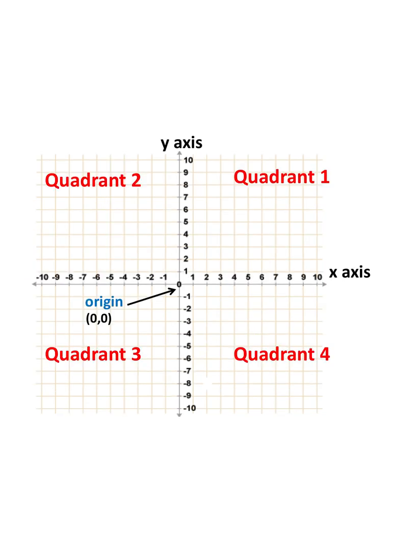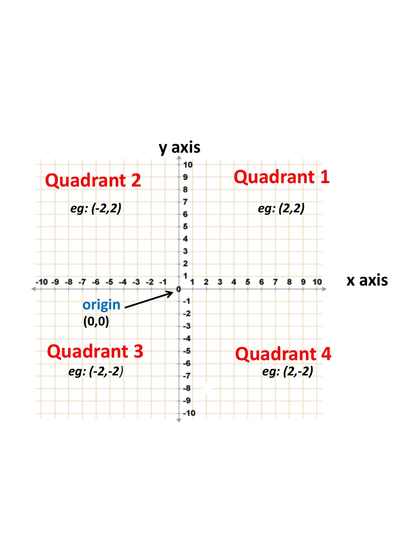Now, there are 4 quadrants. So the first one here is quadrant 1, and in this one here, everything will be positive. Then you have quadrant 2 on the left, quadrant 3 down here, and quadrant 4 then here. Your origin then, this is the coordinate of (0, 0). So that's always in the middle here, at (0, 0).